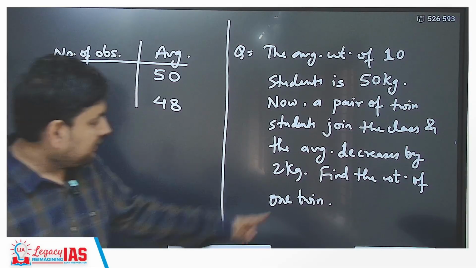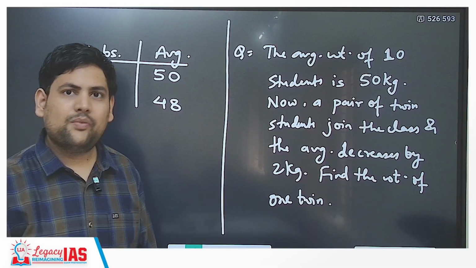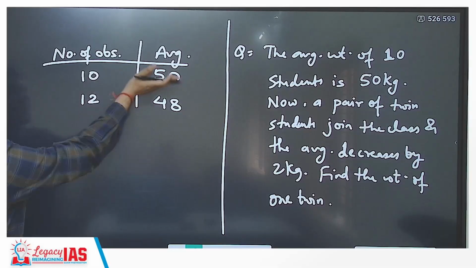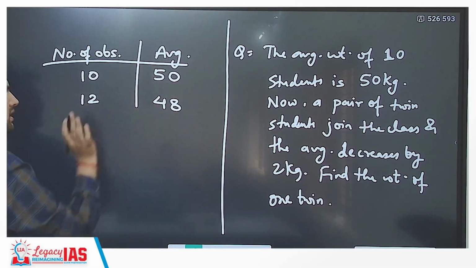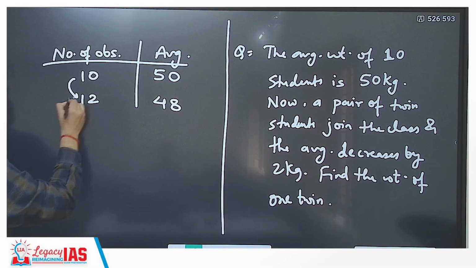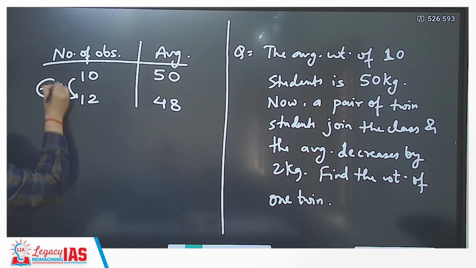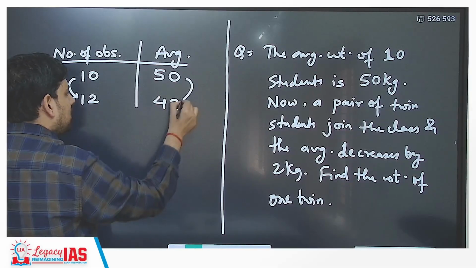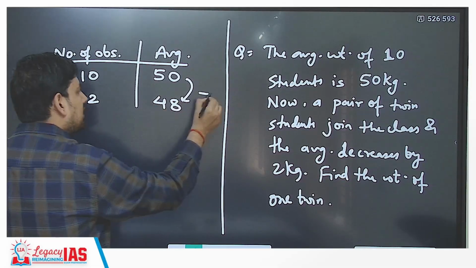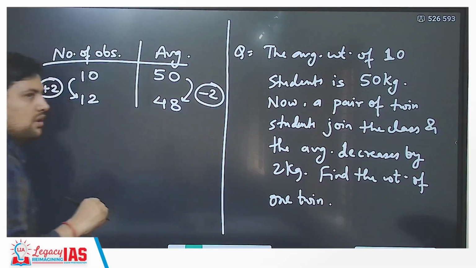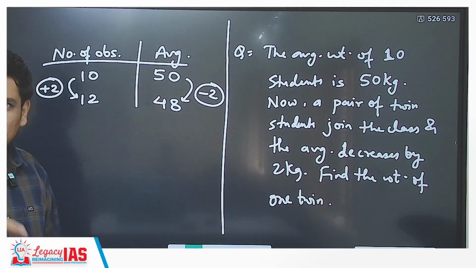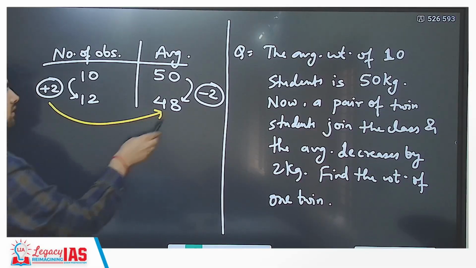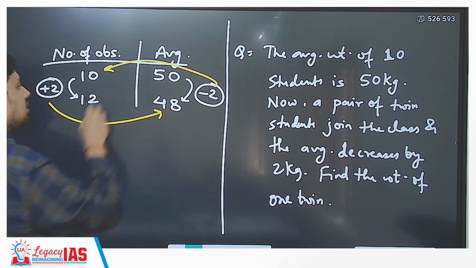Now it is asked to find the weight of one twin. Now what was the process we were following? This is an order, correct? This can be plus or minus, does not matter. So 10 and 12, what is the difference here? Plus 2. So observation is increasing by 2. Then average is actually not in positive but in negative, so it is getting decreased by 2. Now what was our process? Making two smileys like this. So plus 2 into 48 and minus 2 into 10.